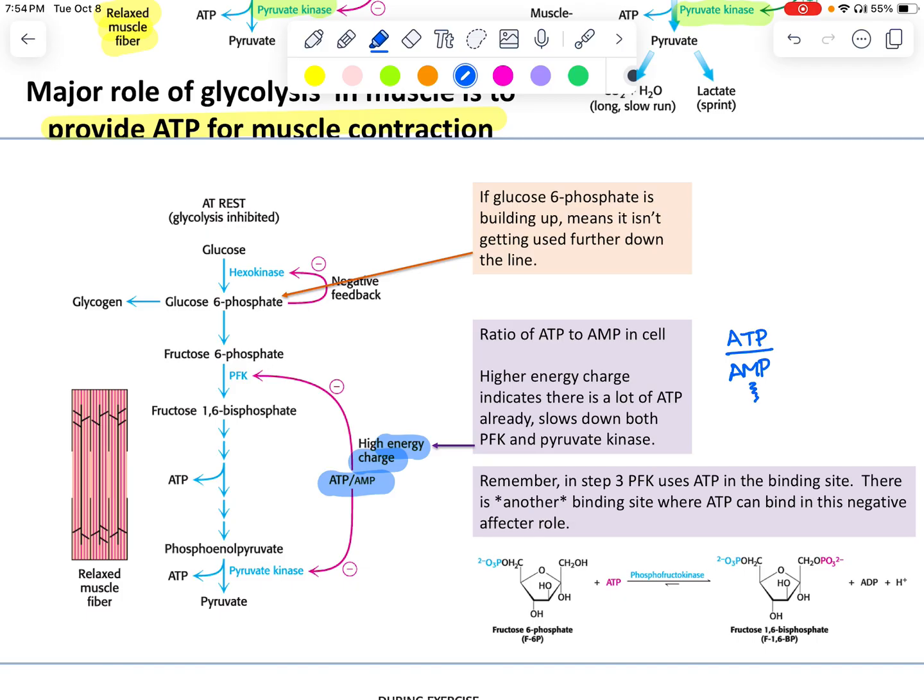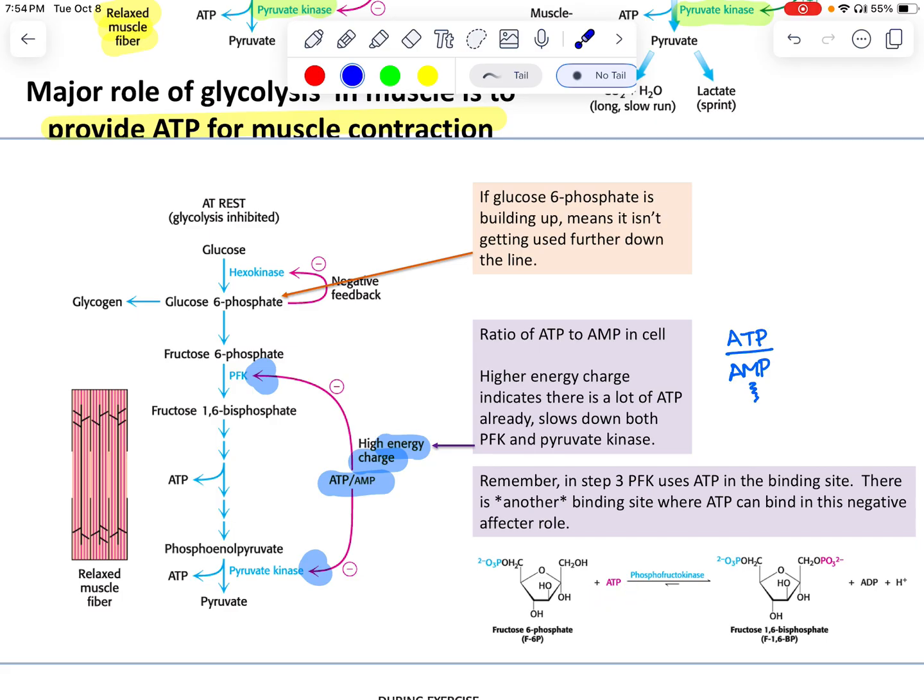And so when that happens, that is a negative effector for both the PFK and the pyruvate kinase. It slows down both step 3 and step 10. And I just wanted to point out over here that in step 3, the one that is catalyzed by PFK, we use ATP. So we have the fructose 6-phosphate reacting with ATP to give us this bisphosphate molecule. When that happens, this ATP bonds in the active site. So we have both the fructose 6-phosphate and the ATP interacting with the active binding site.